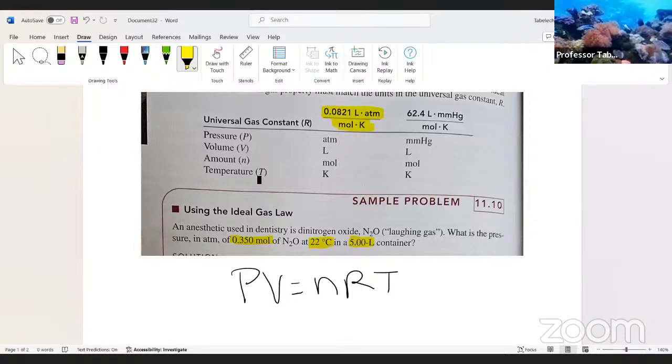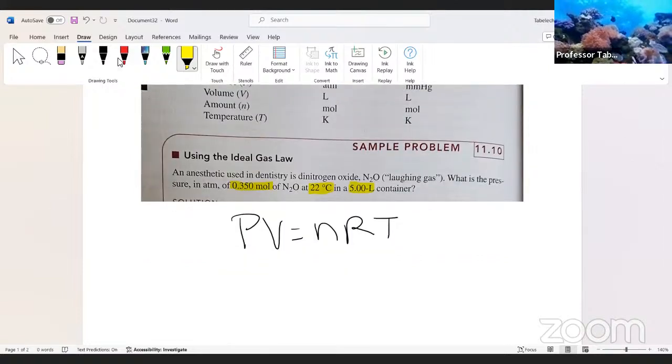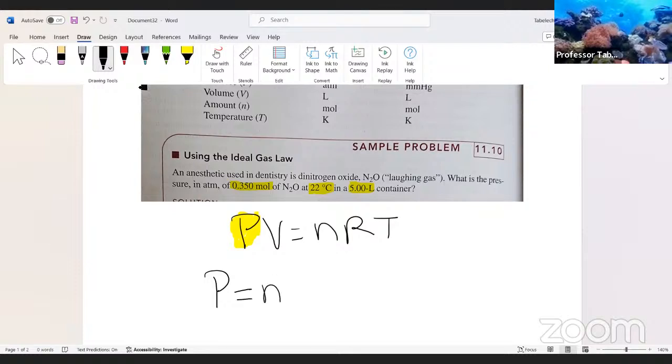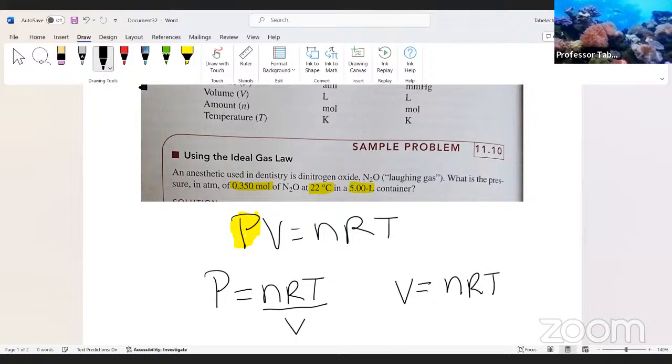And then, again, we're going to flip this formula to solve for P. All right, so how do we do that? Quite simple. Since we're looking for P, I'm going to say P equals, since n, R, T are together, and they're all on one side, keep them that way, and bring the V onto the bottom. That's it. If I were looking for volume, all you would have to do is keep n, R, T together and put the P on the bottom.